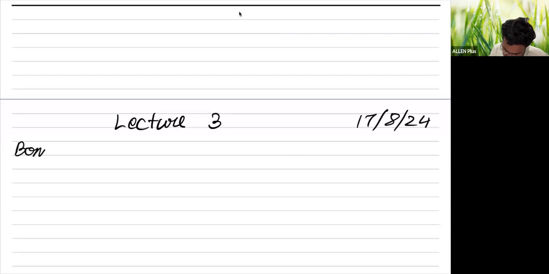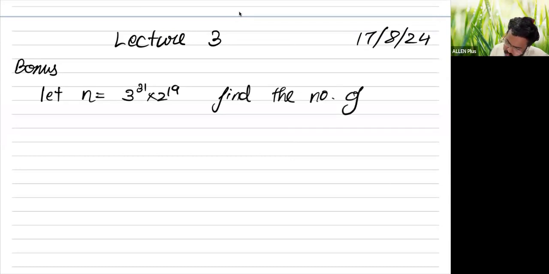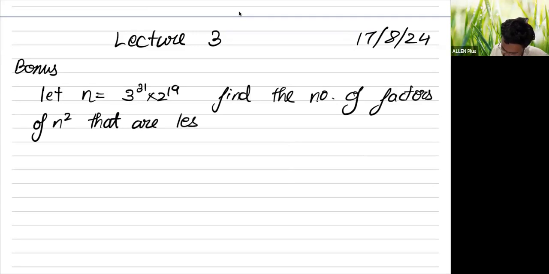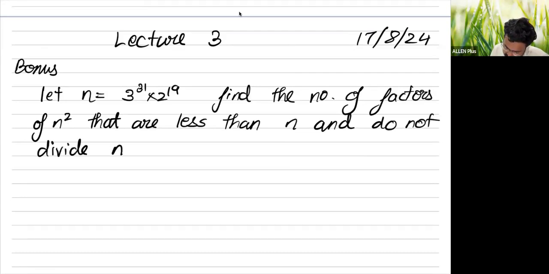Okay, so this will be the bonus question. Let n be equal to 3 to the power 31 times 2 to the power 19. Find the number of factors of n square that are less than n and do not divide n.